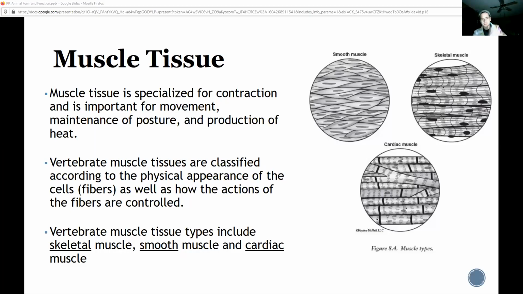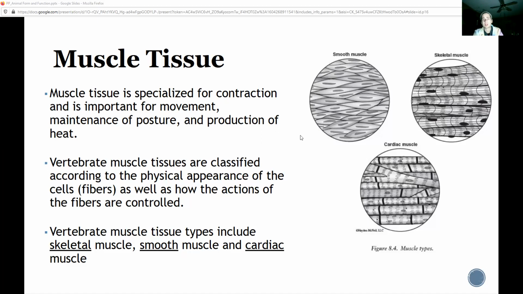Hello, folks. Tonight we're going to be talking about muscle types, as it's clearly dark here. So let's go on over to our PowerPoint. So, 3 types of muscle tissue: smooth muscle, skeletal muscle, and cardiac muscle. You've probably discussed these before at some point during your career.